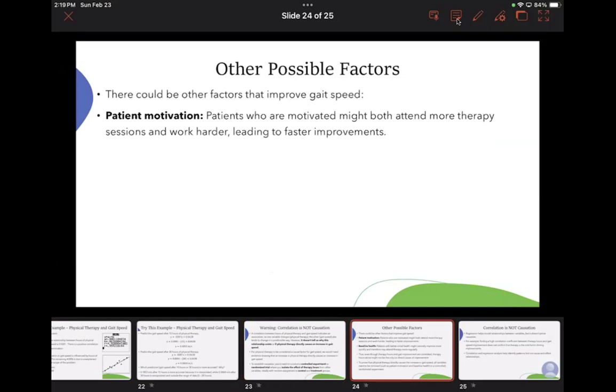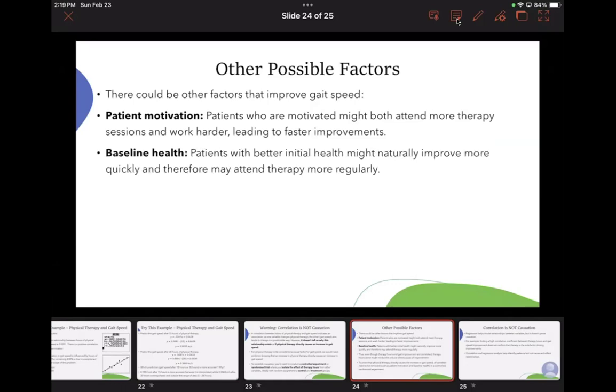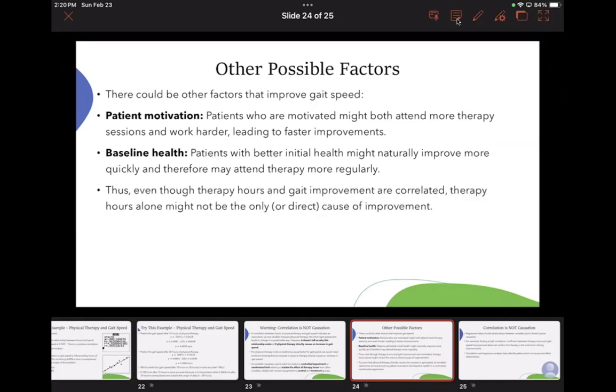Patient motivation. Patients who are motivated might both attend more therapy sessions and work harder, leading to faster improvements. Baseline health. Patients with better initial health might naturally improve more quickly and therefore may attend therapy more regularly. Thus, even though physical therapy hours and gait improvement are correlated, therapy hours alone may not be the only or direct cause of improvement.